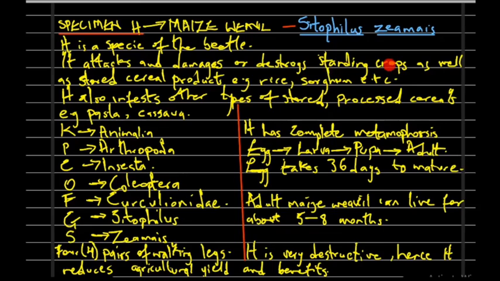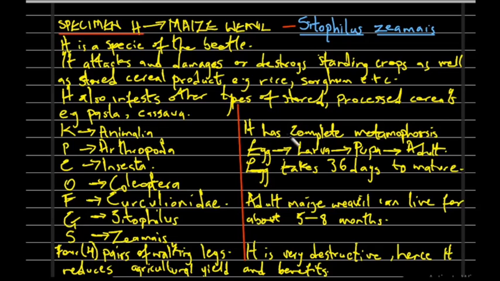It affects them while they are on the field and when they are being stored in their silos or in their containers. It also infests other types of stored processed cereals like pasta and cassava. And here we have the classification of this particular organism. Since it is an animal, it belongs to the kingdom Animalia. Then the phylum is Arthropoda, the class is Insecta, the order is Coleoptera. We have the family to be Curculionidae, and then the genus is Sitophilus, while the species is zeamais. So that is the classification or the taxonomy of this particular organism called the maize weevil.